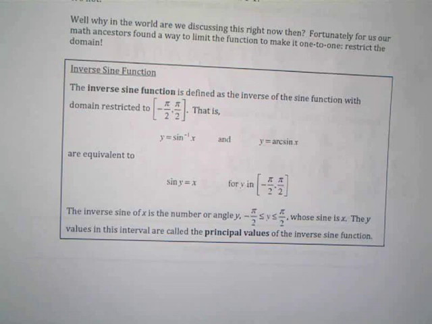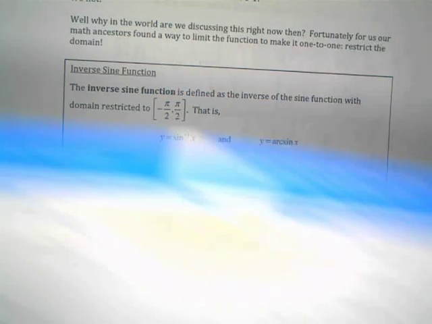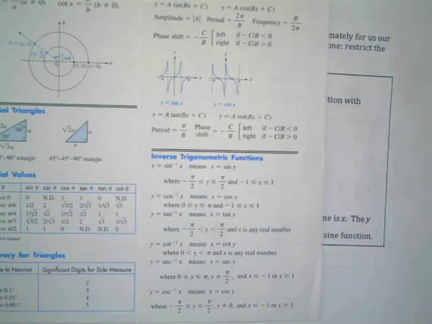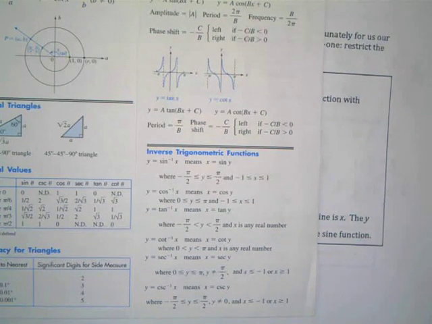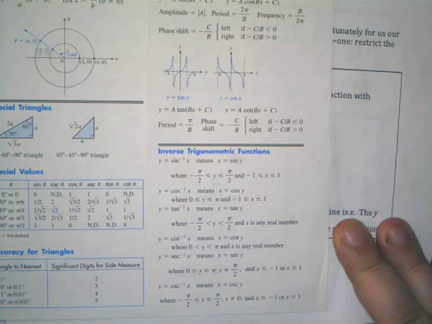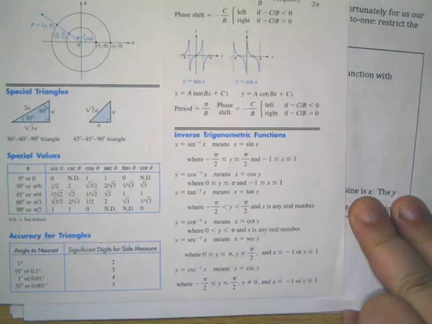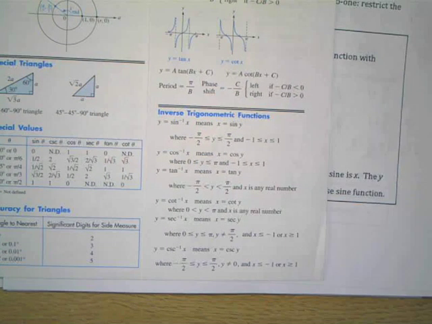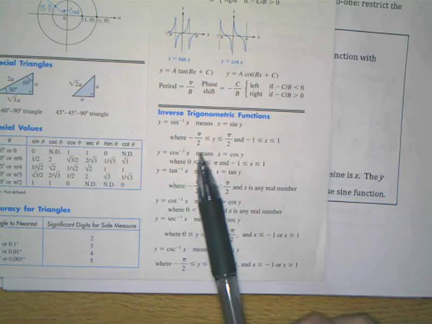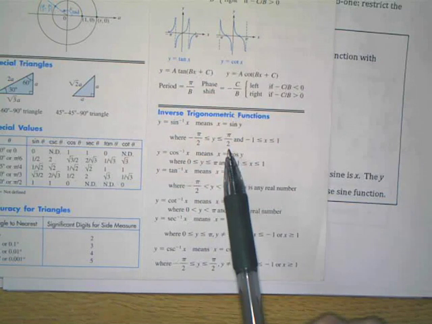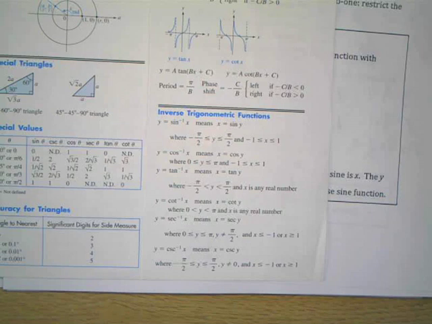And in case you forget where anything is limited to, if you look on your black bar sheet on the bottom below where phase shift and period were, they have a whole section all about inverse trig functions. I know right now this is really blurry, but right here we did sine. It said from negative pi over 2 to pi over 2. And there you go.